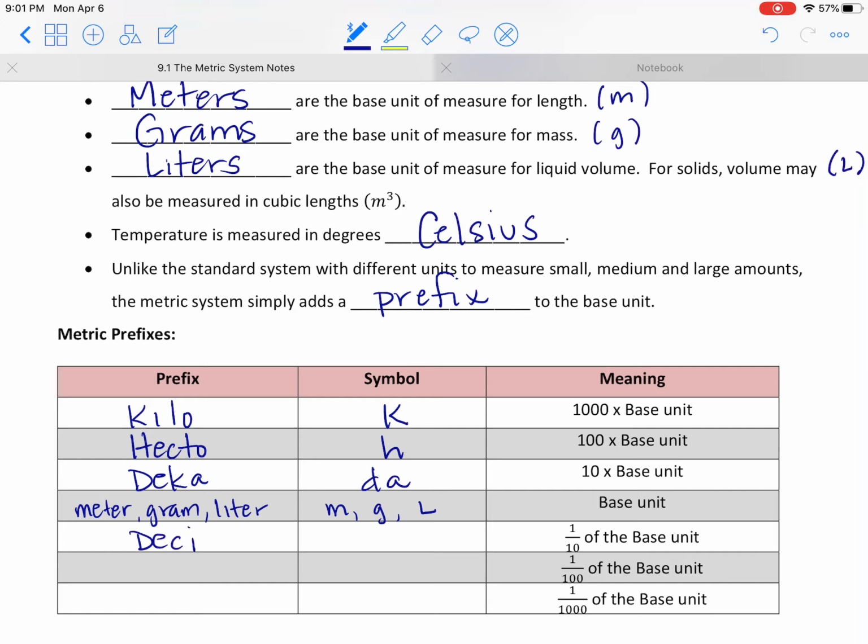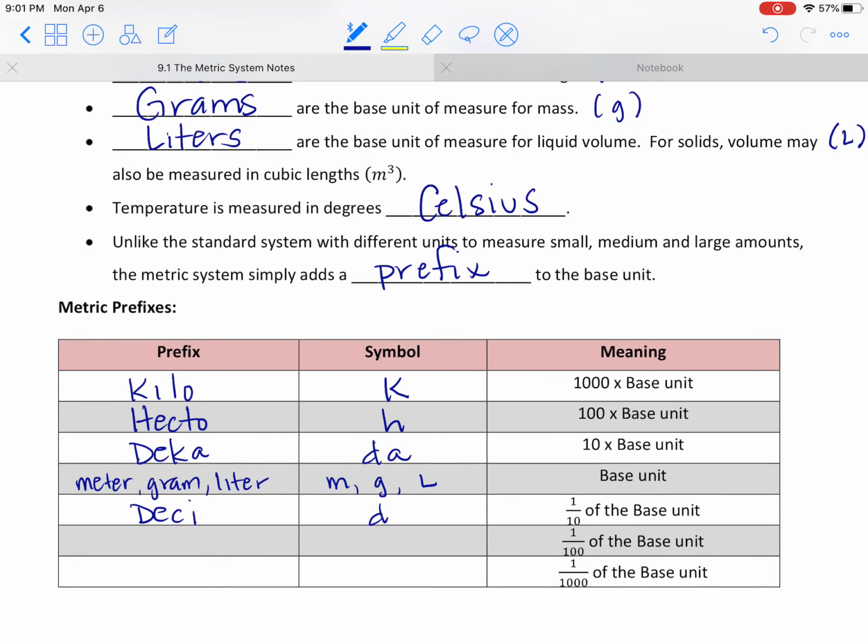So if we're going to divide our base unit by 10, so if we had 1 liter and we put the prefix deci in front of that, deciliter, that would be 1/10 of a liter. And the abbreviation for deci is just a D. These two, deca and deci, seem to be confused quite a bit. Make sure when you're abbreviating deca it's DA, and deci is just the D, because they're definitely two different things. Multiplying by 10 versus dividing by 10 would give you a much different result.